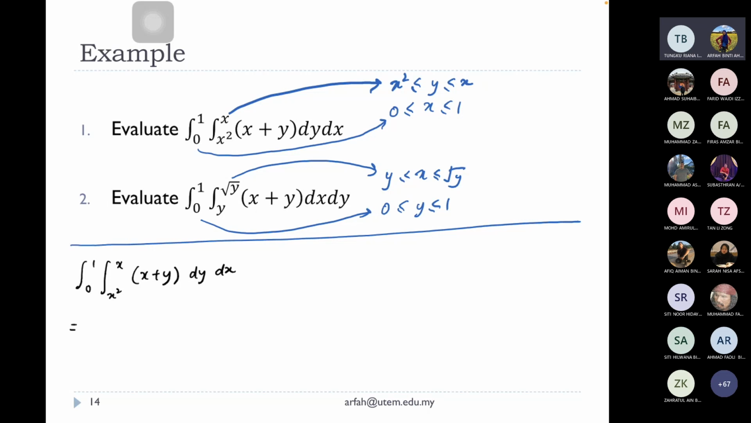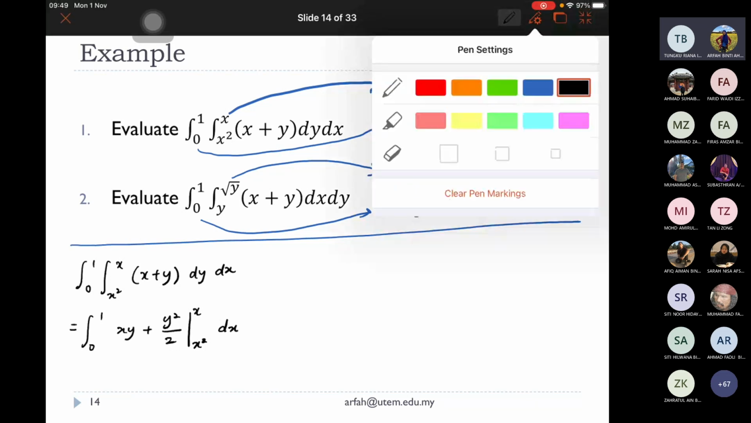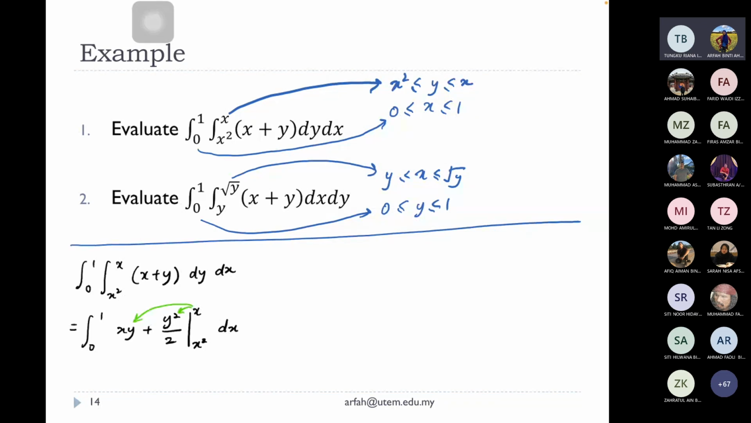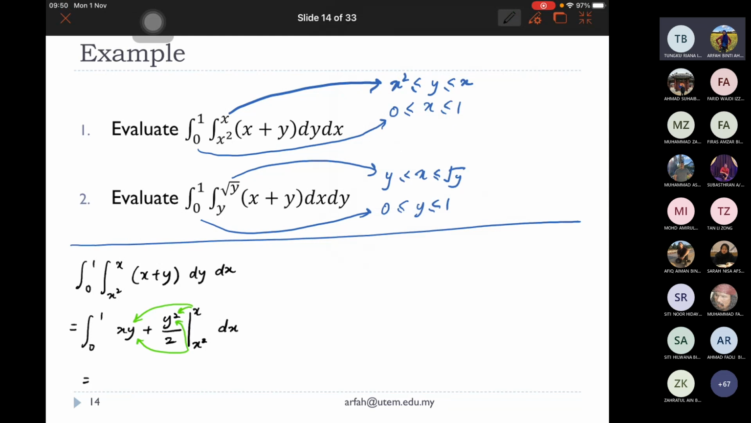So dapat apa? Okay. So 0 kepada 1 xy tambah y kuasa 2 per 2, y taking the value between x squared sampai x, dx. So kita gantikan dalam y. Okay. We will substitute x ni dan x squared this one pun akan kita gantikan dekat dalam y. By which it will become integration 0 kepada 1, x darab x tambah x kuasa 2 per 2, tolak x darab x kuasa 2 tambah x kuasa 4 per 2 dx.